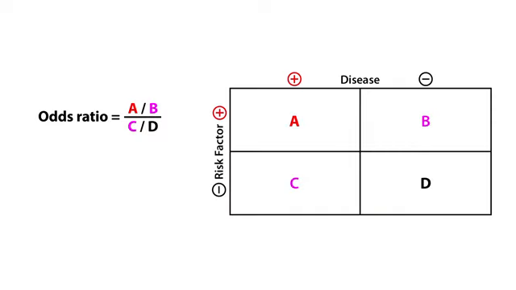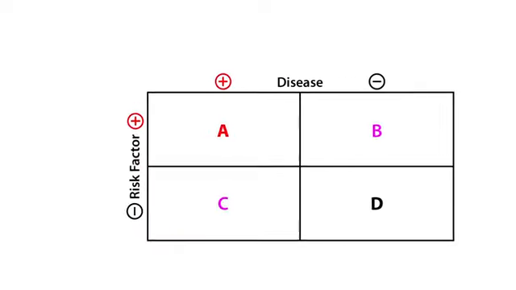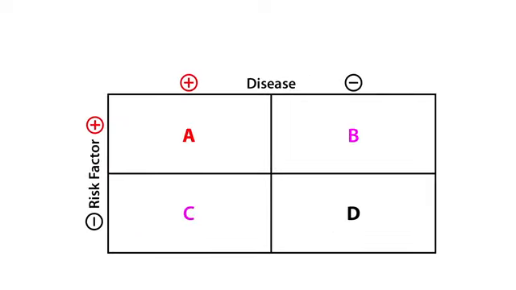Now, you may see this equation written a little differently in some review books, where it's written A over C divided by B over D. But don't get confused. Both of those equations are actually correct. They are actually equivalent, although it may not seem obvious. A over B divided by C over D equals A over C divided by B over D. Try plugging in some numbers or working through some algebra. Prove to yourself. I promise they're equal.